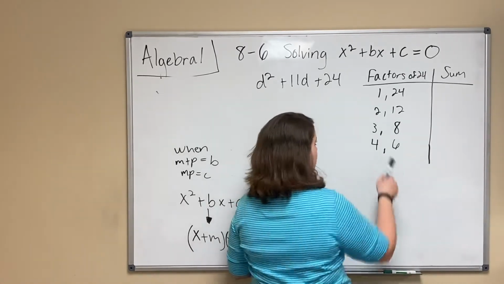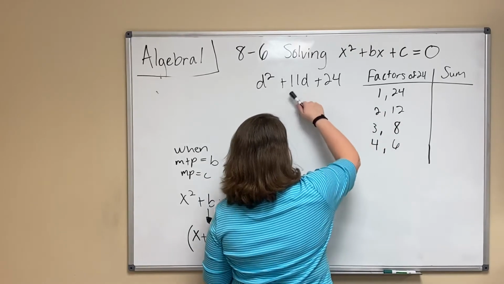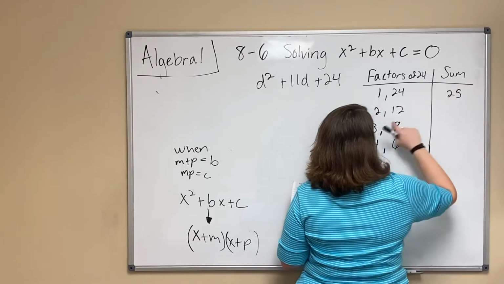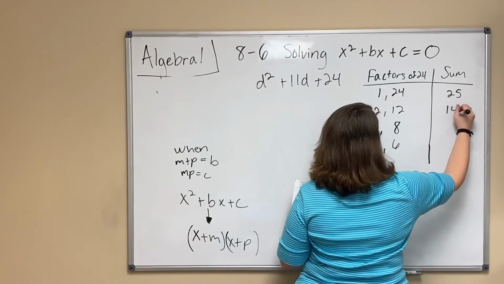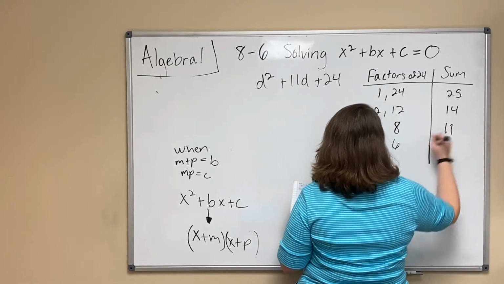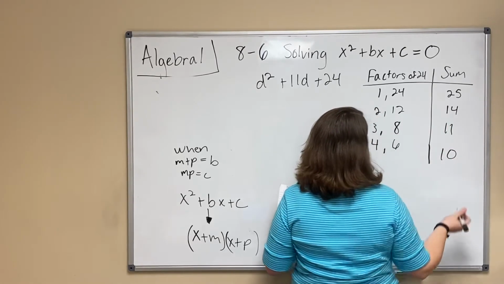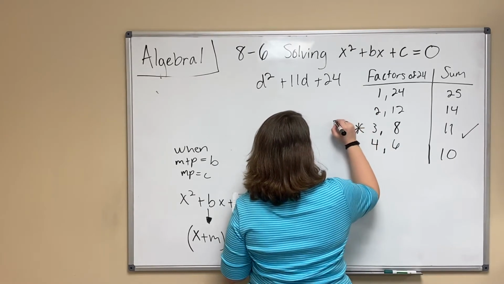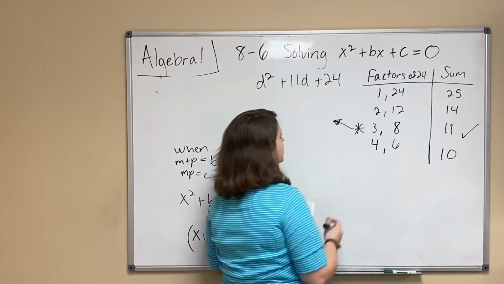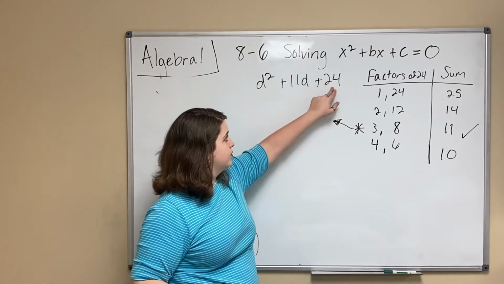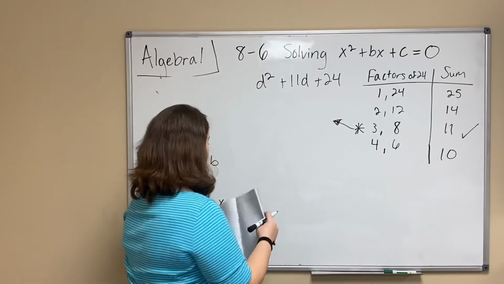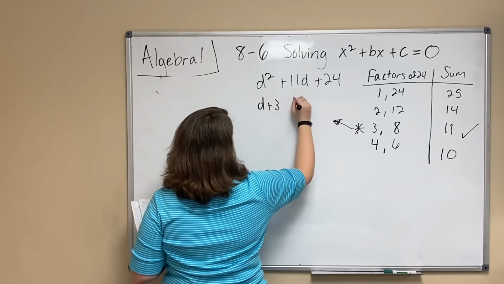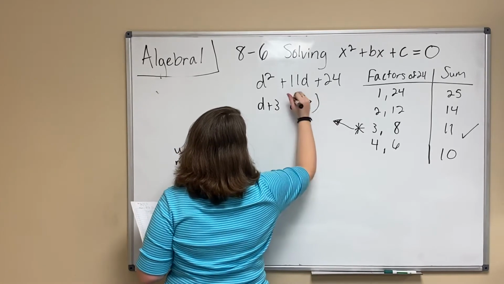Now I'm going to add each of these together to see which one gives us 11. So 1 plus 24 is 25. 2 plus 12 is 14. 3 plus 8 is 11. And 4 plus 6 is 10. So this is the one that gives us 11, so this is the one that we're going to use. Now that we know 3 and 8, 3 times 8 is 24 and 3 plus 8 is 11, I can just break this down into d plus 3 times d plus 8.